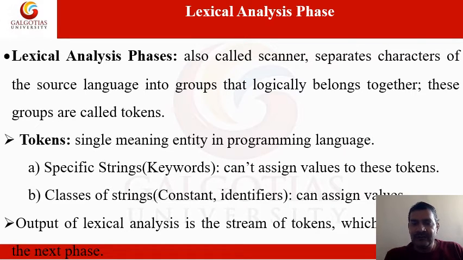What are tokens? Tokens are the single meaningful entities in any programming language. They are of two types: specific strings, that is keywords, and classes of strings, such as constants and identifiers. How can you distinguish them? If you can assign a value to the token, it is a class of strings, meaning a constant or identifier. If you can't assign a value to the token, then you are talking about keywords. These are the two types of token.